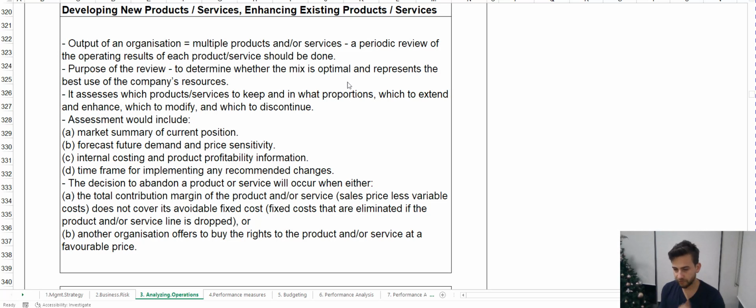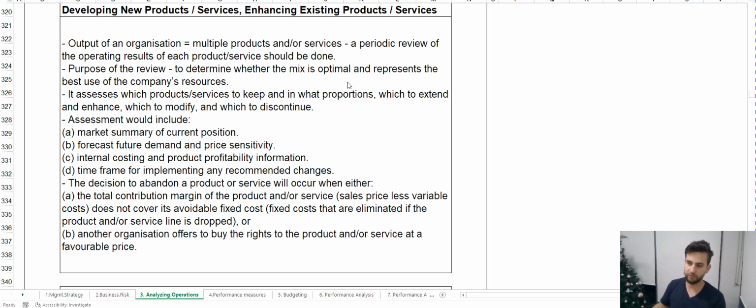Okay, so generally when we're talking about the output of an organization, we're talking about the fact that it has multiple products and or services, and because of that, a periodic review of the operating results of each product or service should be done. The reason being is, you might have a good product mix now, then in 5 years' time you have a look again and you realize that one of your products, maybe you're selling air conditioning, is actually losing money.